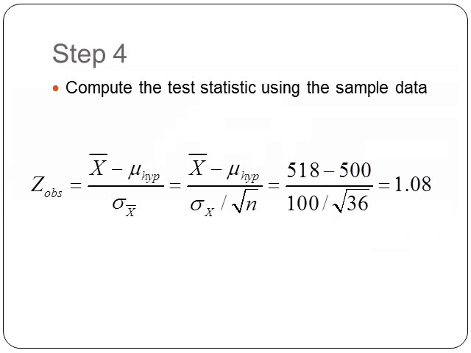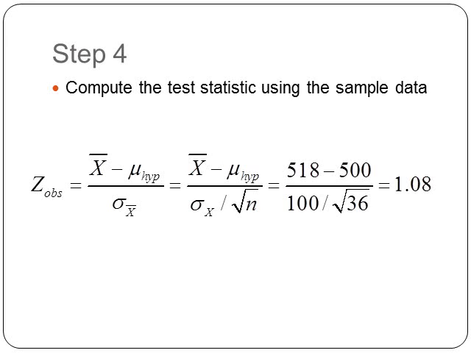Now we're going to calculate a Z value. So we'll just use our running example here. We take the value of 518 minus 500 in the numerator. We take the standard deviation of 100 divided by the square root of 36, and we get a value of 1.08. That is the observed Z value.